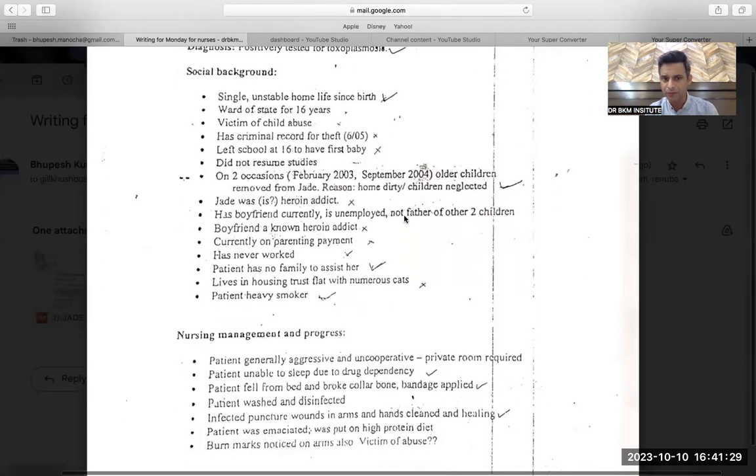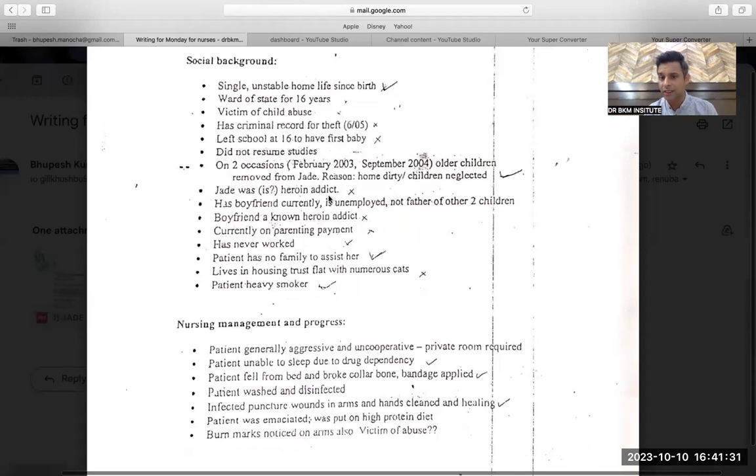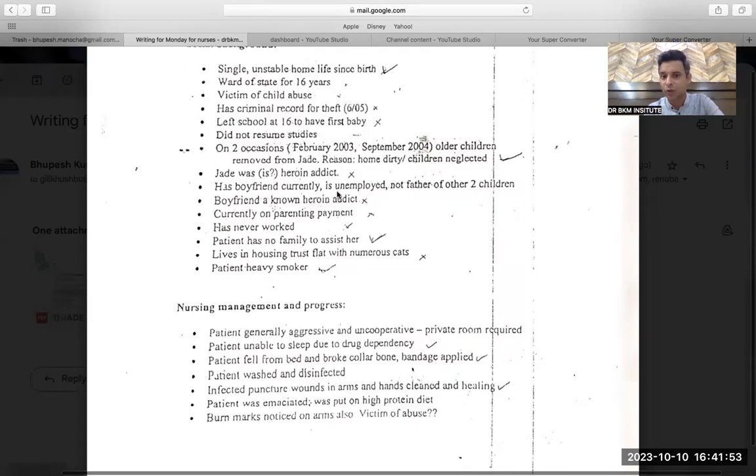And she was a heroin addict. But is this given with a question mark? A question mark means it is not sure whether she is a heroin addict or not. In the past she was a heroin addict, but in the present we are not sure, so most probably she is doing it even now. She has a boyfriend currently, who is also unemployed and is not the father of the other two children.